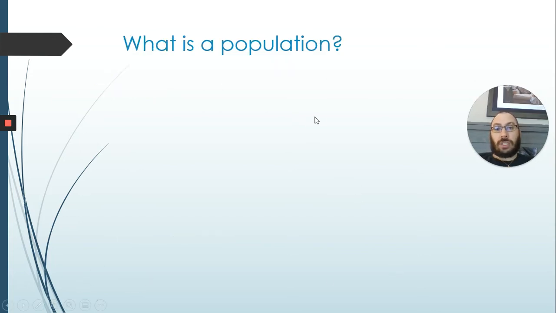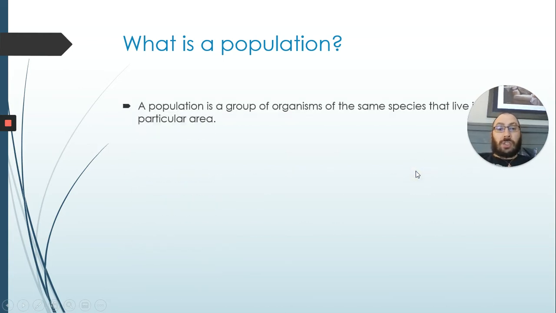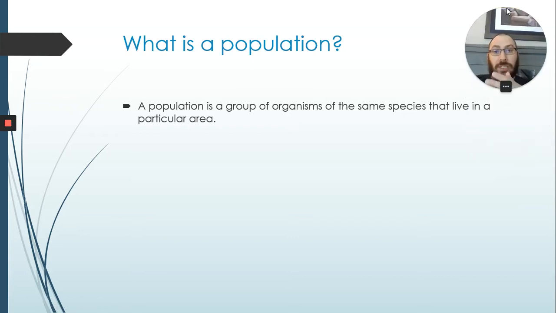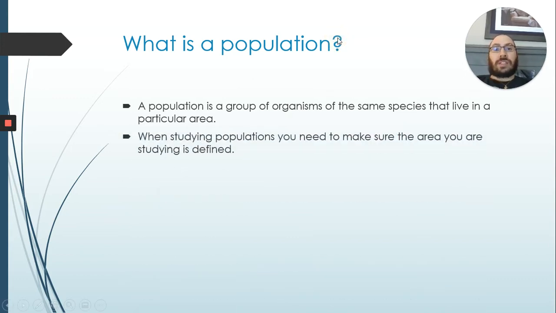You guys have studied populations in previous years. When you think about populations, what actually are they? So the definition for population is it's a group of organisms of the same species. It has to be the same species that live in a particular area. Okay, and we go through some examples of this in the classroom. But one thing is very, very important about studying populations: you need to make sure that the area you're studying is defined. You need to make sure you talk about that area and it's well known what that area is. It can be large or it can be small.